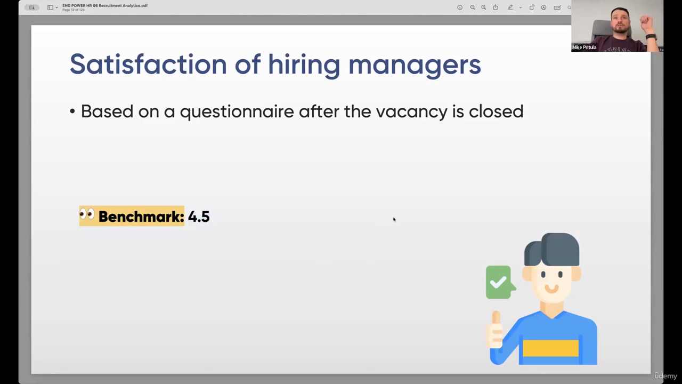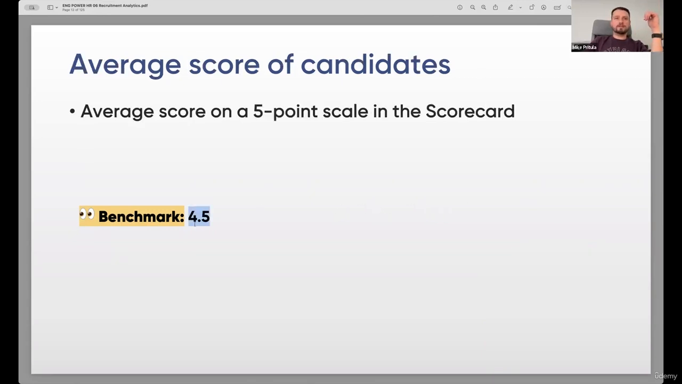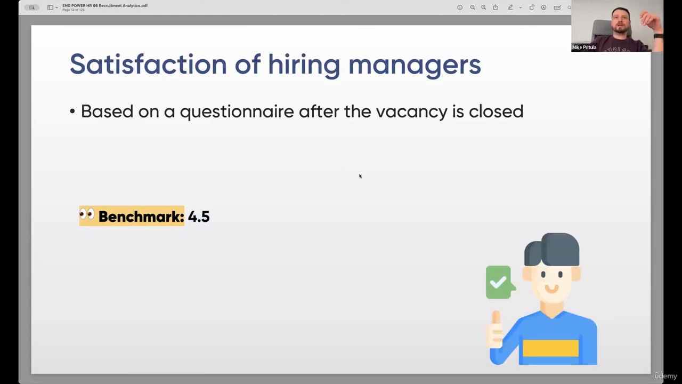Then satisfaction of hiring managers with the vacancy and candidates and recruiter. So the benchmark here is 4.5 out of 5. So actually, if we have some score here, like 4.5, we mean that the highest score is 5. So usually, this is the standard approach to use a 5-point scale.